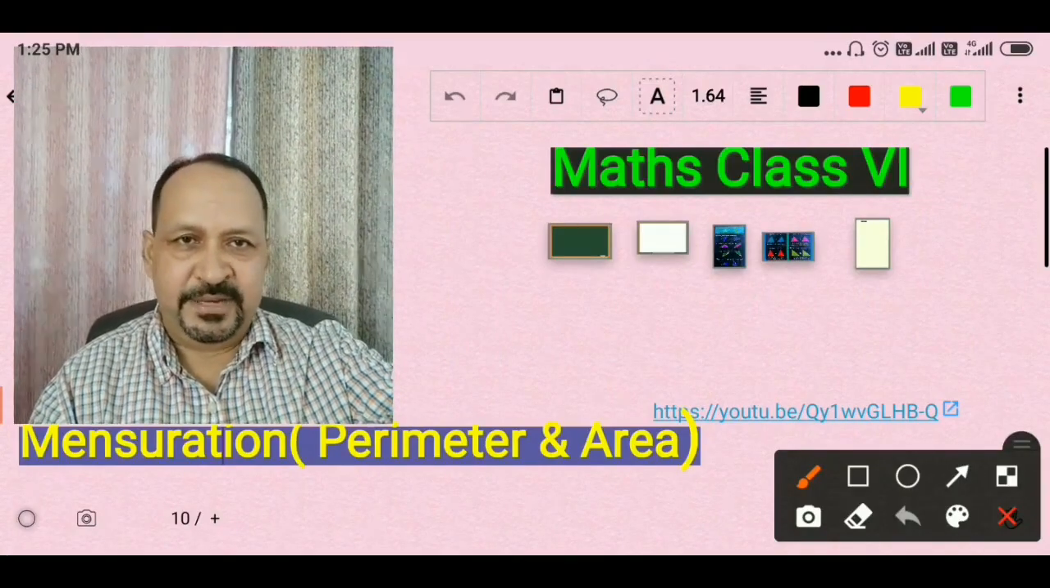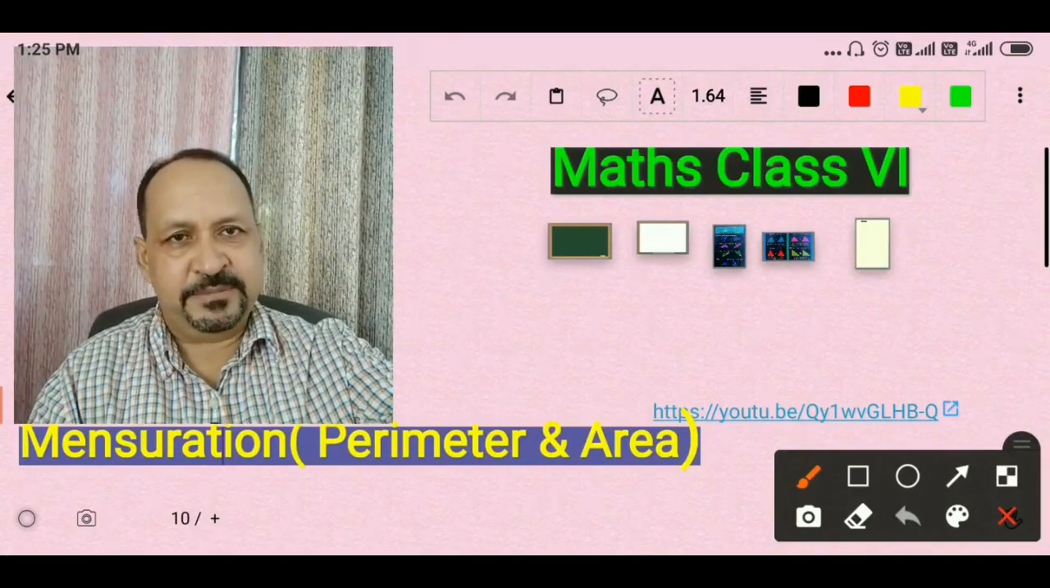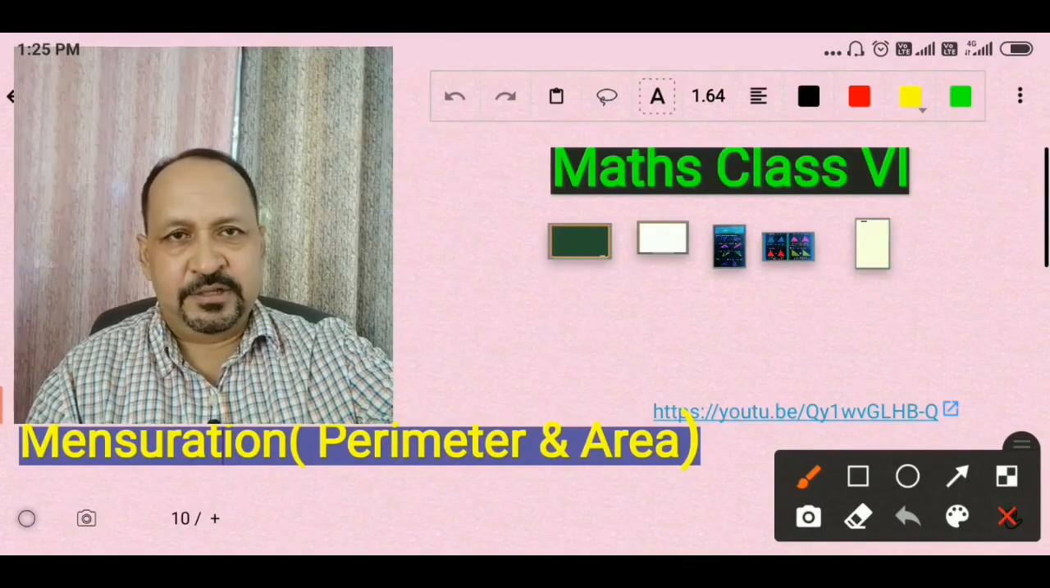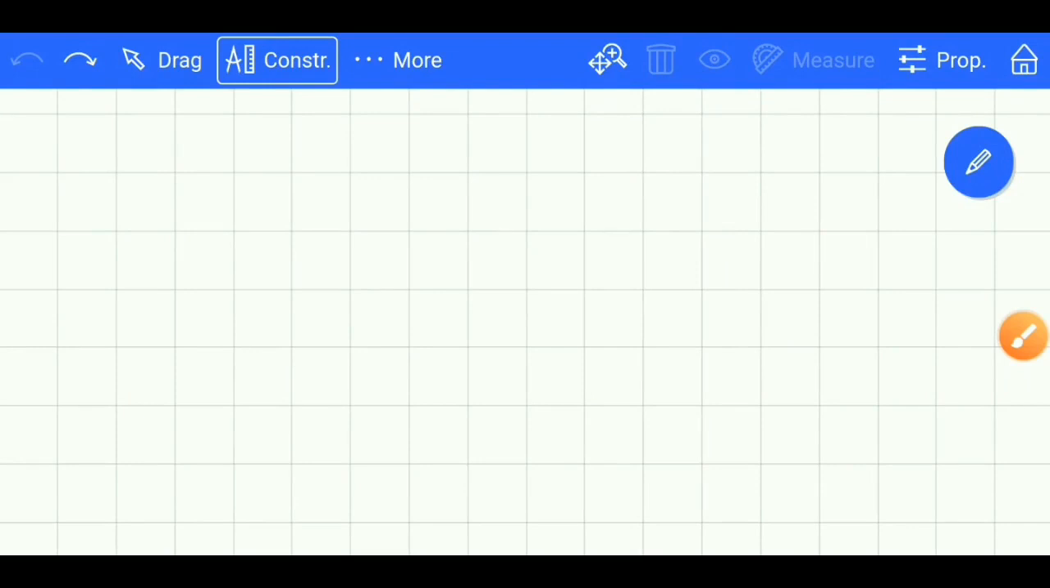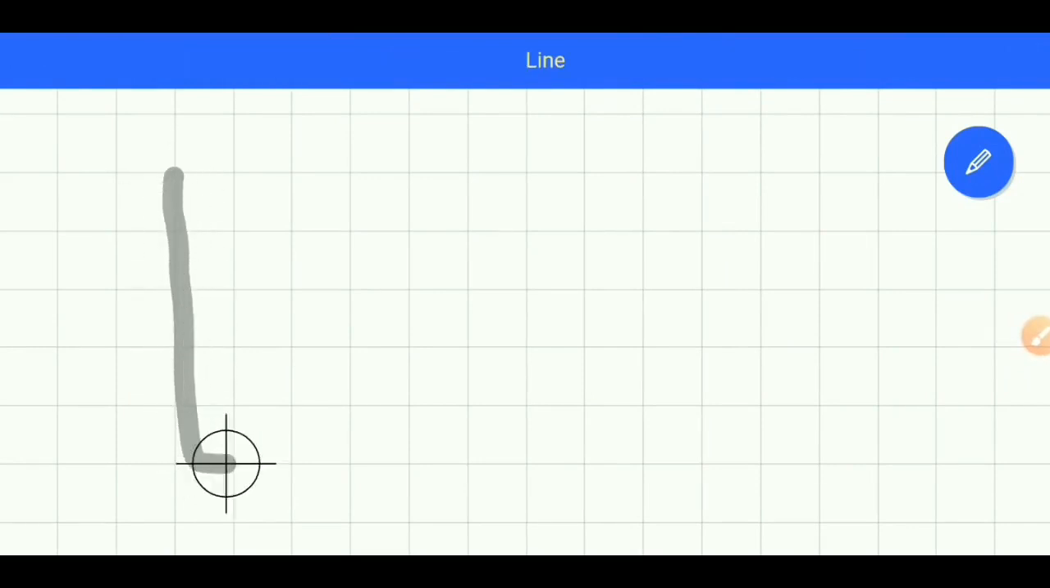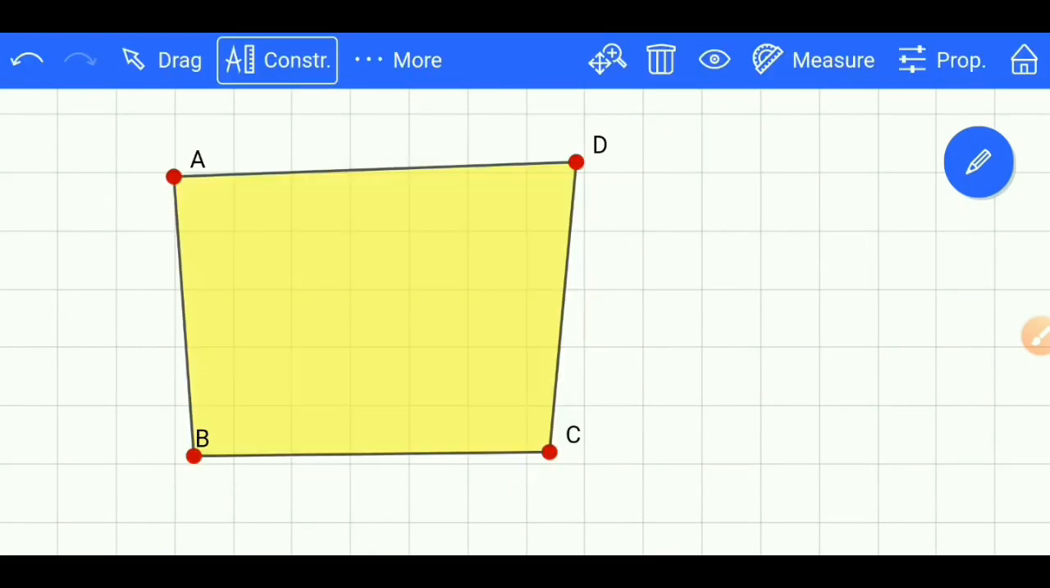Now we will do some activity to understand the whole concept of perimeter and area. So let us start now. What is the actual meaning of perimeter? So we will draw a quadrilateral ABCD.